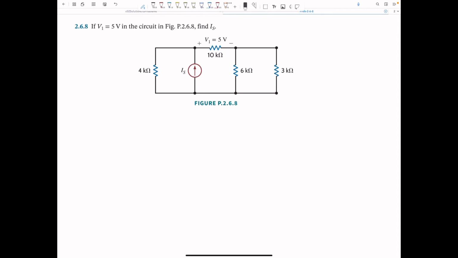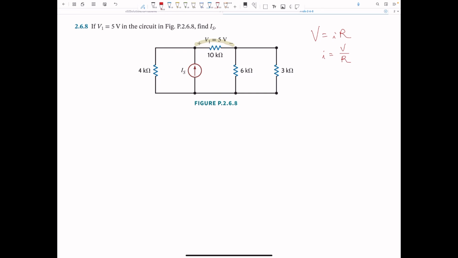Problem 2.6.8, we are given a circuit and they want us to find I sub s. The key thing in this problem is you are given the voltage with the polarity over a resistor. So based on that information, we should be able to find the current, right? V equals IR. Therefore, I equals V over R.